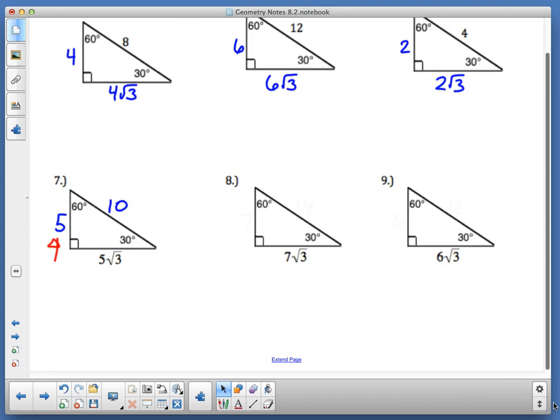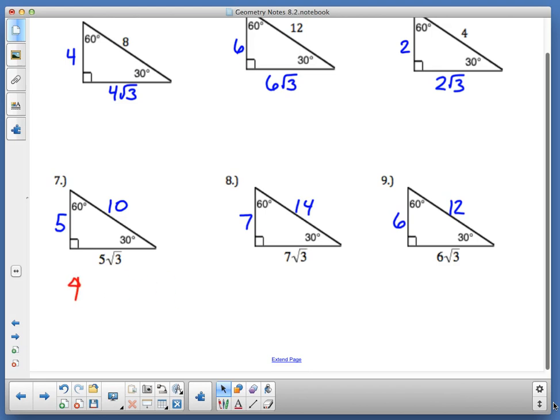So we're looking over here at 8 and 9, and we've got longer leg, short leg, hypotenuse. Okay? Longer leg, short leg, hypotenuse.